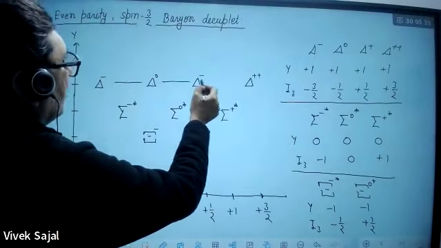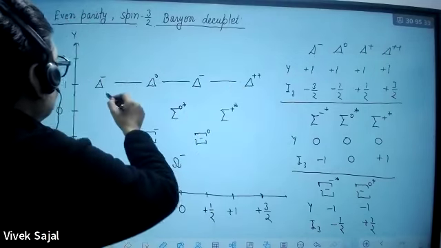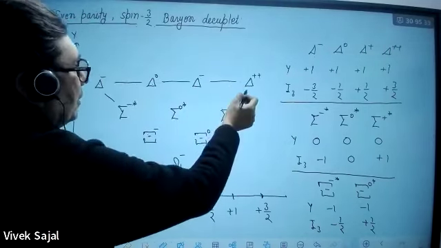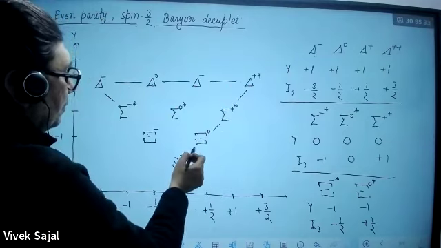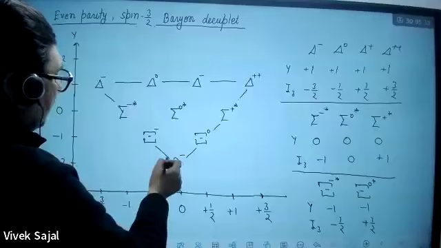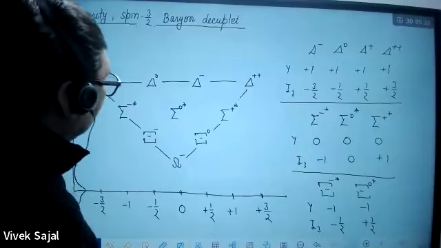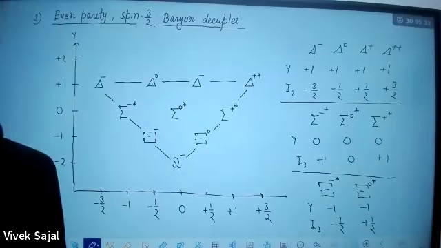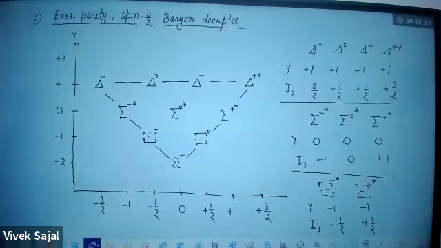This is called a decuplet. This type of decuplet will be formed. So this structure, they call it a decuplet.